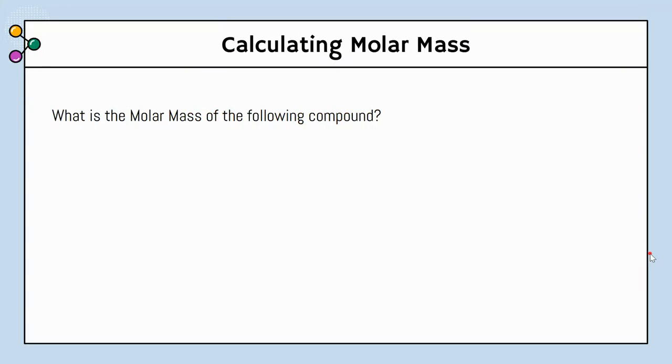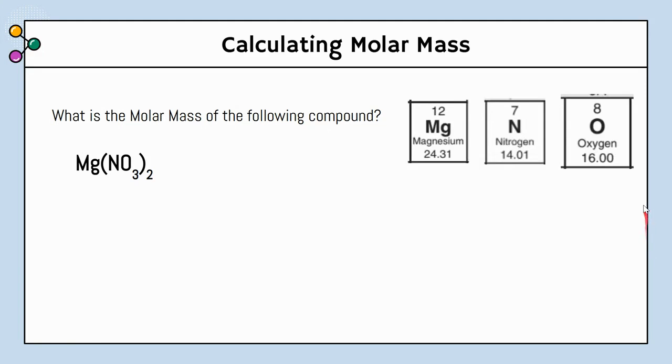So for this problem, please find the molar mass of the following compound, Mg(NO3)2. Make sure to first get rid of those parentheses. The way you'd solve this problem is first by using your periodic table entries for Mg, N, and O. Our formula would then change. We'd multiply 2 times 1 N to get 2 N's, and 2 times 3 O's to get 6 O's.